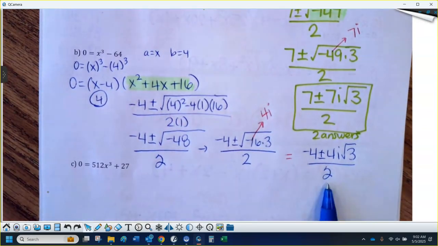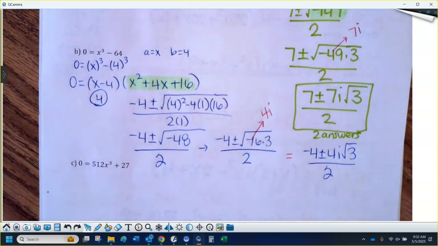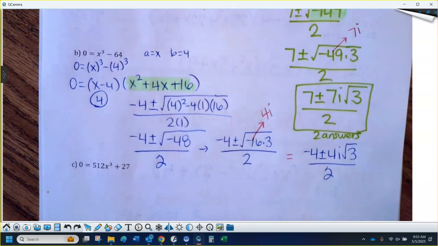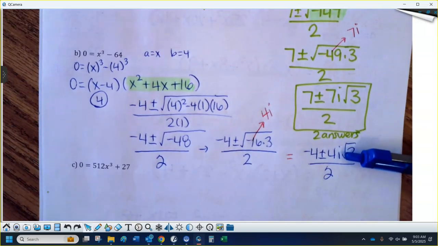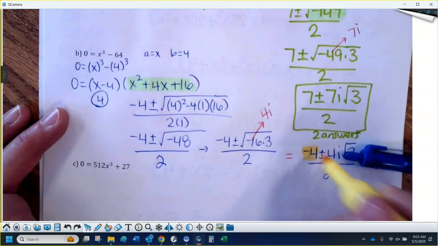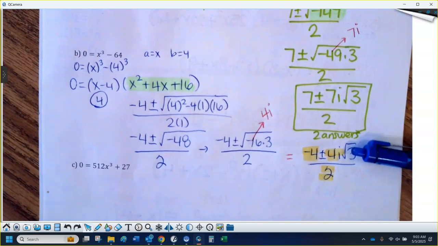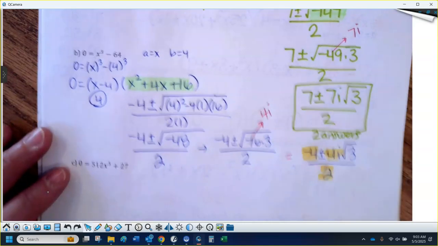Can I simplify this? Yes. The last question, no. This one you can. Like 7 and 7, neither of those are divisible by 2. Okay, don't touch the radical. These always have a radical 3. So if all 3 of these guys, I got negative 4, I've got 4i, and I've got a 2. Those are all divisible by 2. Don't touch the radical, but you can actually divide those other 2 terms.